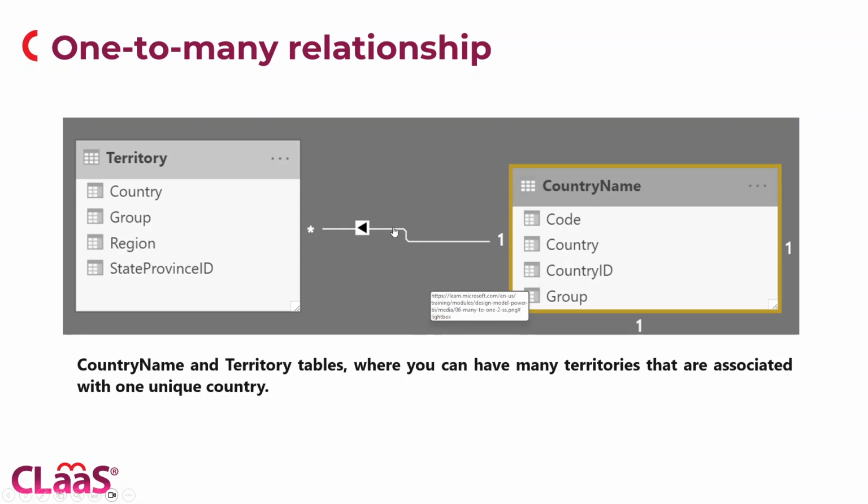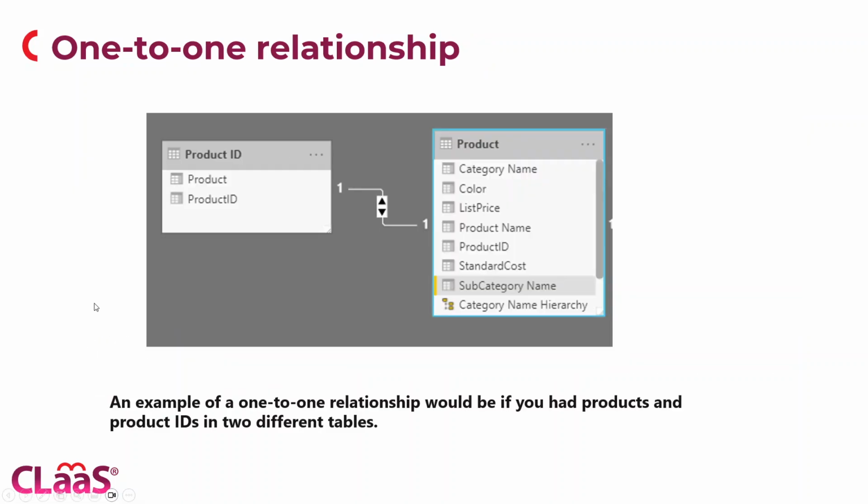So the country name and then territory. For example, Europe. Europe is Italy and then UK. Then you create the relationship and then you can make this in a hierarchy. Country name and territory table where you can have many territories that are associated with the one unique country. One-to-one is simple, product ID and product. Or for example, in Singapore, you have the NRIC. So everyone has an NRIC. One-to-one.